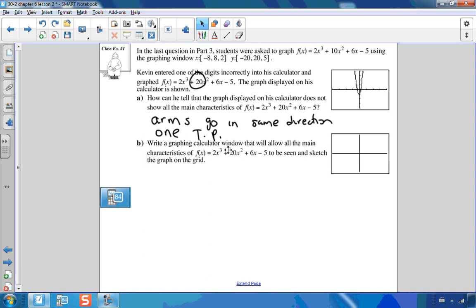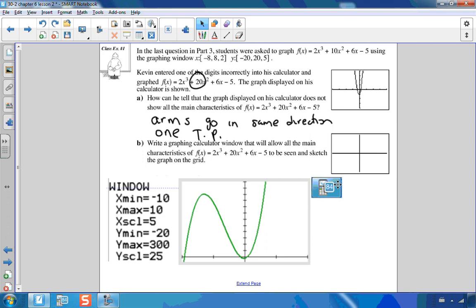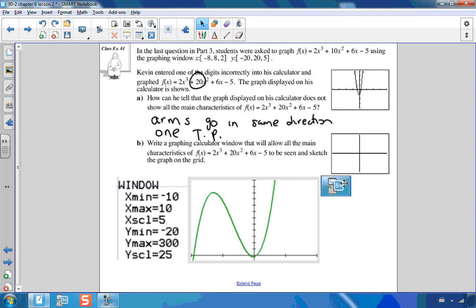So writing a graphing calculator window that's going to show all of these. So if I wanted to see, even though he entered in that wrong, it still should look like a cubic. It's just his window setting is off. So I really adjusted my window setting, and then you can see that this part of the graph is what he was seeing here. So you had to expand your window and make y quite a bit bigger to see this part of the graph here. Okay, so just knowing something about your polynomials when you graph it is definitely going to come in handy.